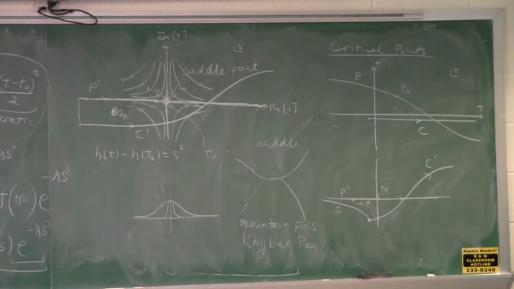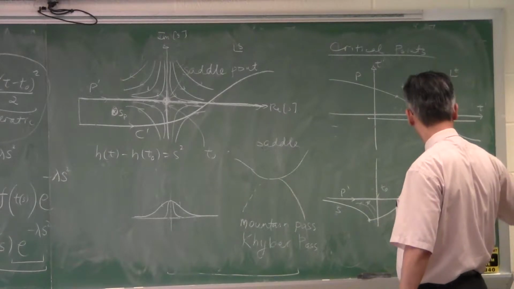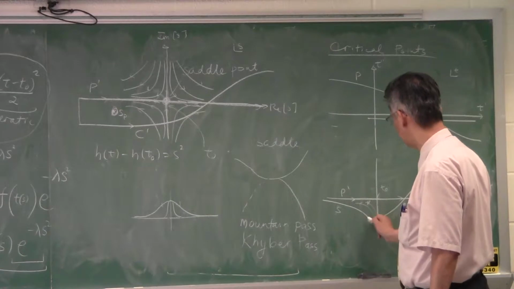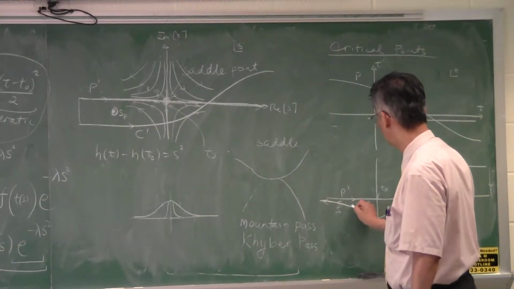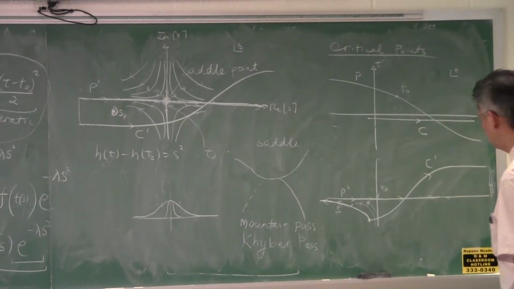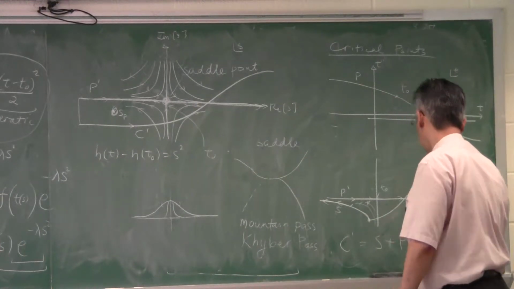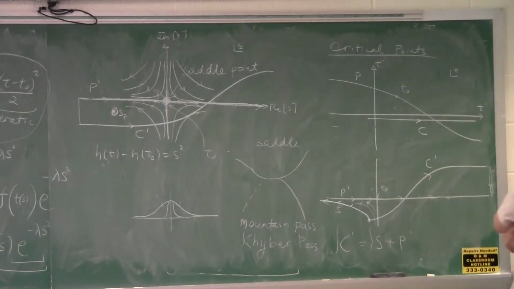If I were to add this path, let's assume that this goes to 0 and infinity, so I can close this path quite easily. So I can say that integrating along C prime is the same as integrating along S plus integration along T, and then I can close this path, and that equals 0. So C prime is equal to S plus P prime. Okay, integrating along C prime is integrating along S plus P prime. Can you see that?